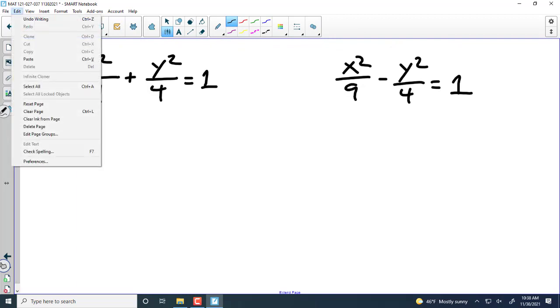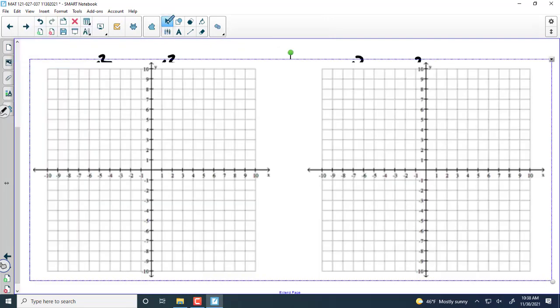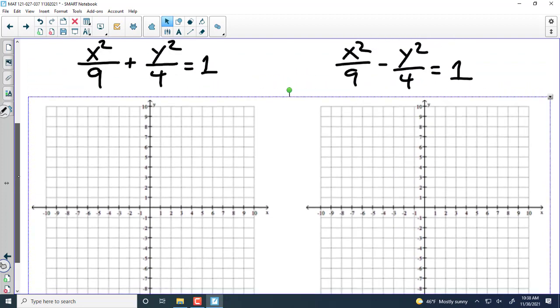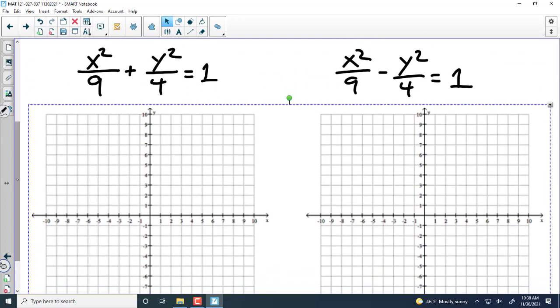So if we were to try and graph these two things side by side, kind of practice our brain to get back to where we were 12 days ago before we took a break, how do we handle this? Well, which one's the ellipse? The left one, yeah. And is this a Bert or an Ernie, a horizontal or a vertical? Yeah, it's an Ernie because the bigger number's underneath x squared.